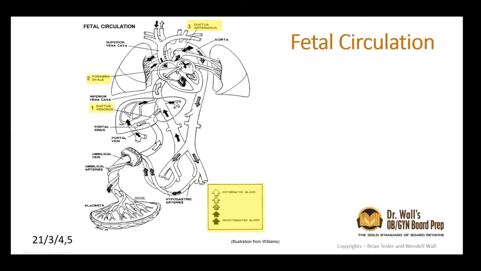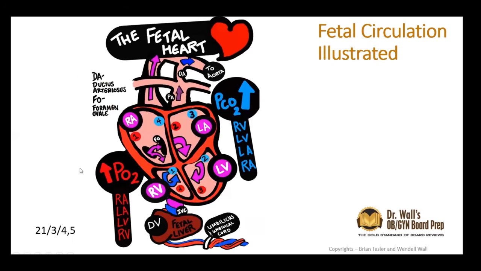Now, let's look at another drawing of the heart. And this has your umbilical cord, and here's the fetal liver, ductus venosus. Then when we get the blood into the heart, into the right atrium, notice that has the highest PO2, and the right atrium has the lowest PCO2. The blood goes through foramen ovale. Some of the blood goes down into the right ventricle.